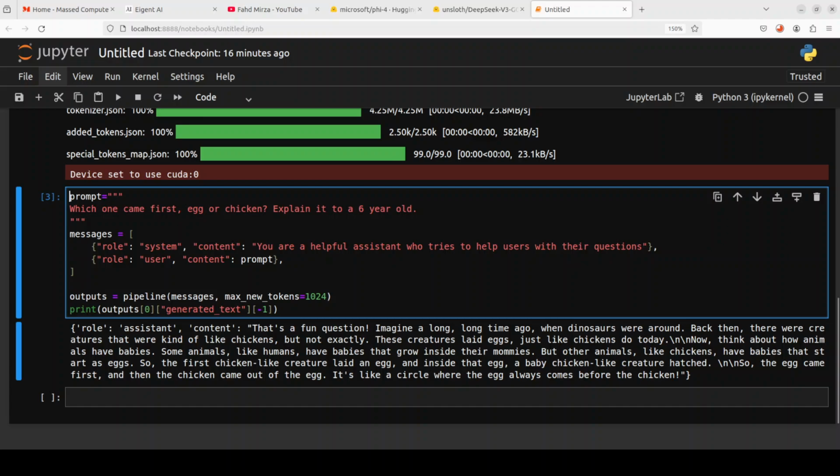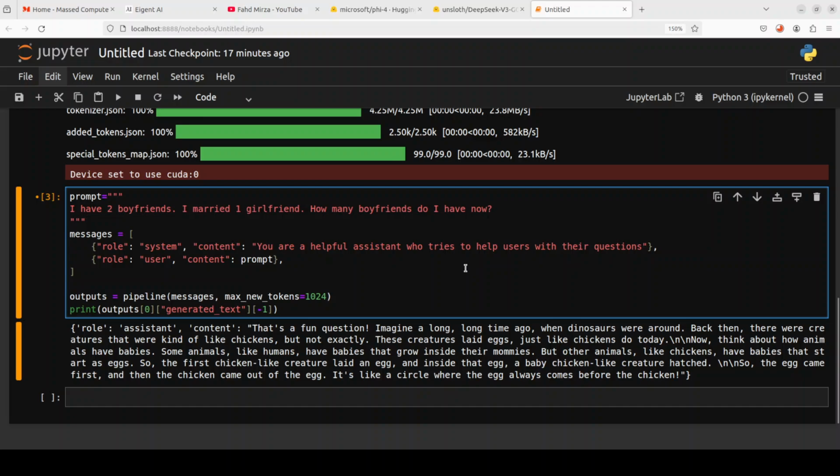Imagine a long time ago when dinosaurs were around. Back then there were creatures that were kind of like chickens, but not exactly. These creatures laid eggs just like chickens do today. Think about how animals have babies. Some animals like humans have babies that grow inside their mummies, but other animals like chickens have babies that start as eggs. So the first chicken-like creature laid an egg, and inside that egg a baby chicken-like creature hatched. That is nice. Not bad. Good one.